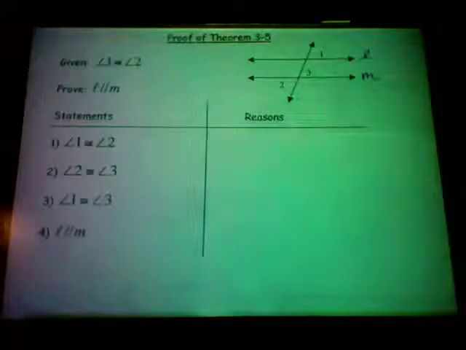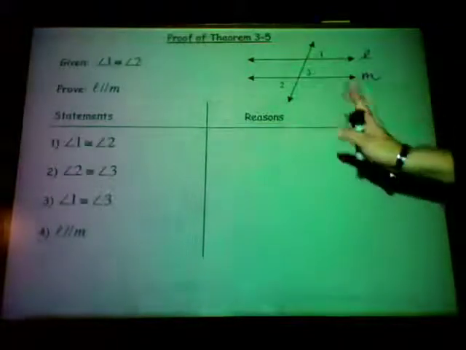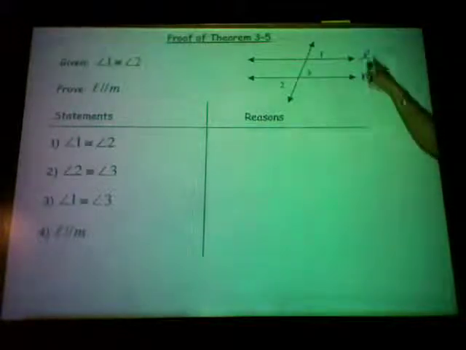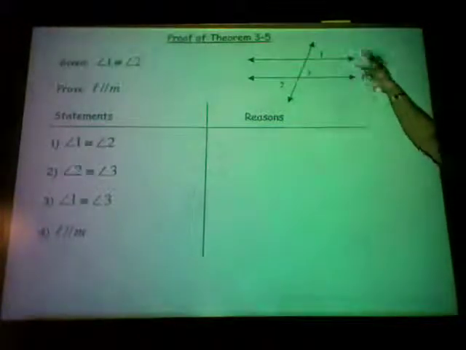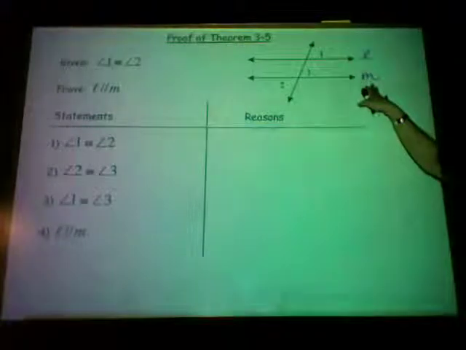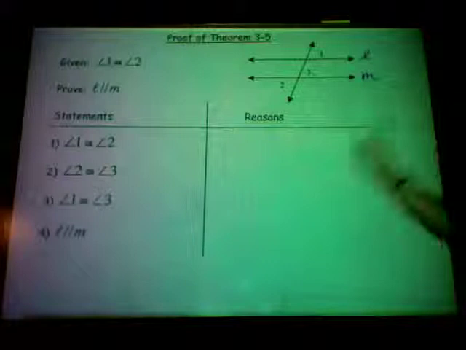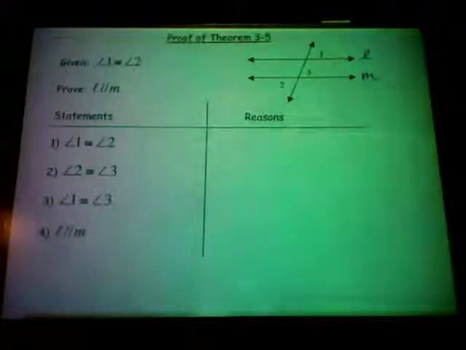Alright, but here's what I want you to do. Turn it over, you got your proof on the back, right? I want you to add lines L and M here because it's not on your paper and you need that. Your job, you're going to prove theorem 3-5. That means that you cannot use theorem 3-5 in your proof. If you're trying to prove that theorem, you can't use it in your proof.